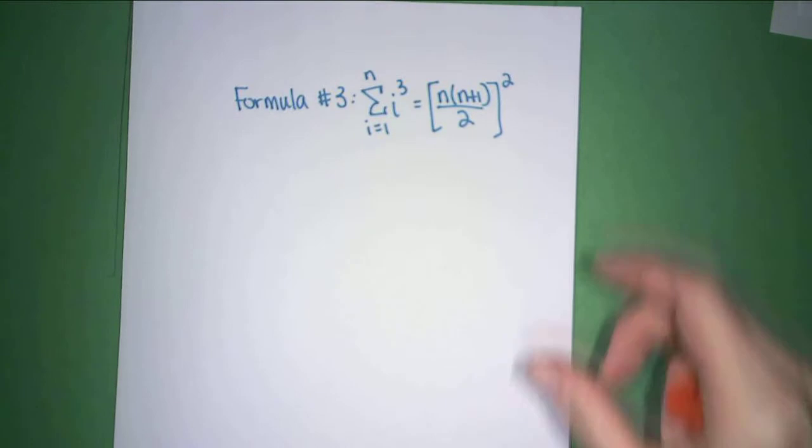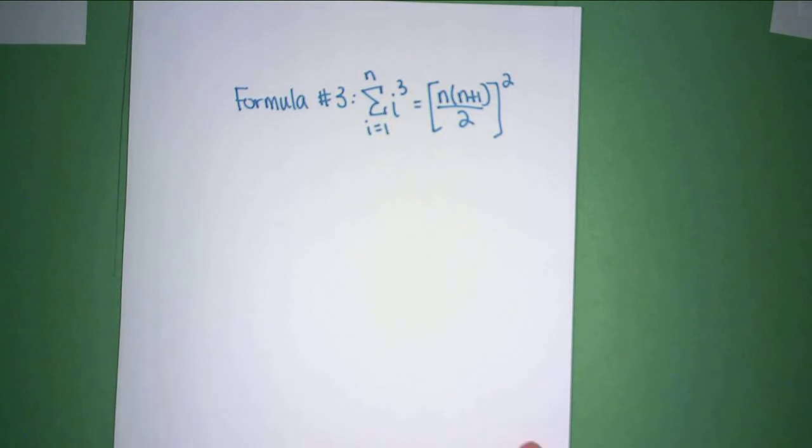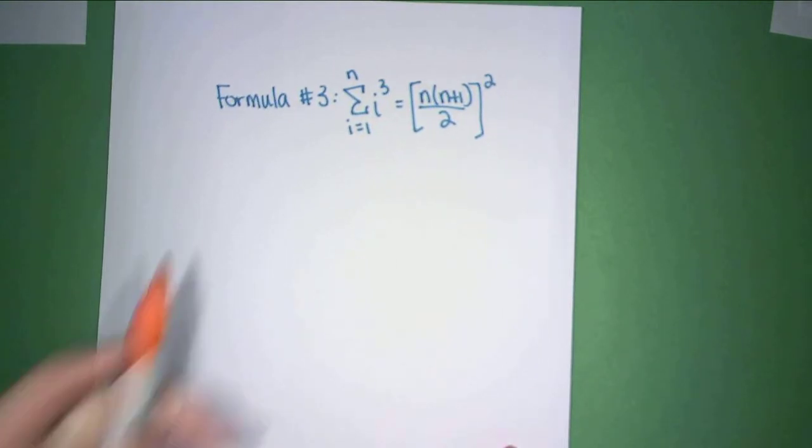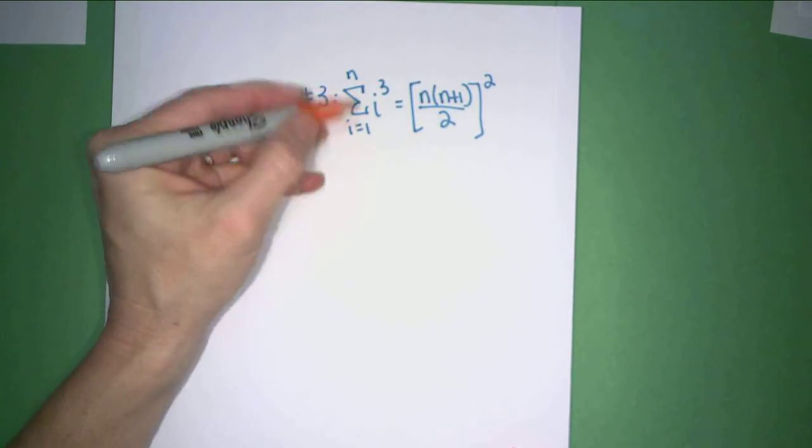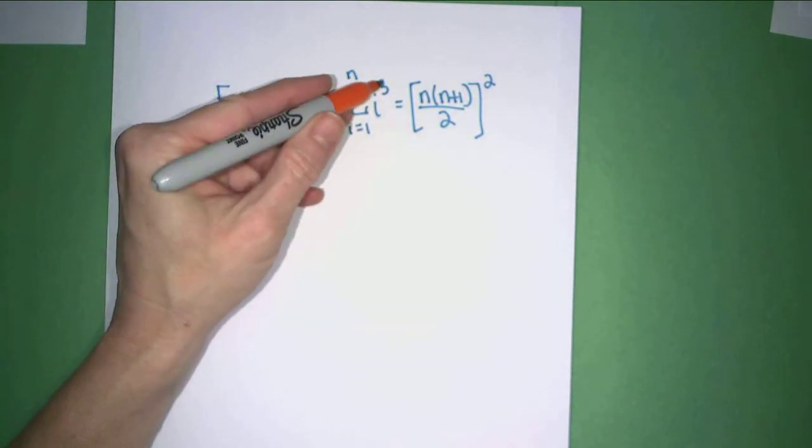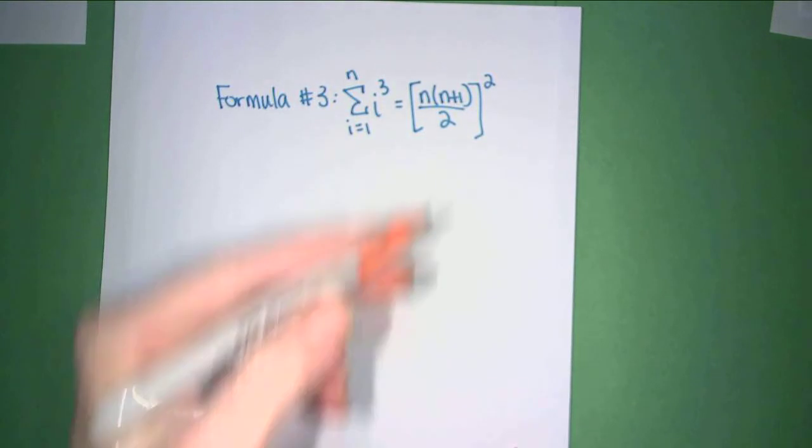Okay, on to formula number 3. Formula number 3 is for I to the 3rd power. Okay, so this formula says the sum from I equals 1 to n of the function I cubed is equal to this right side.